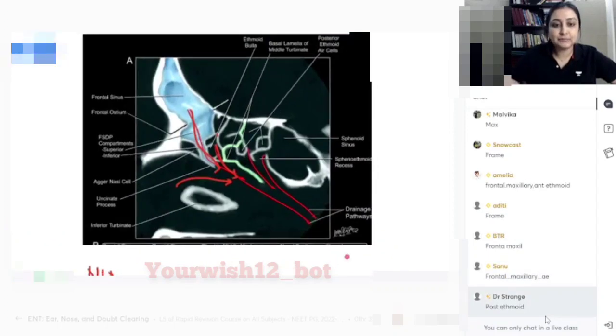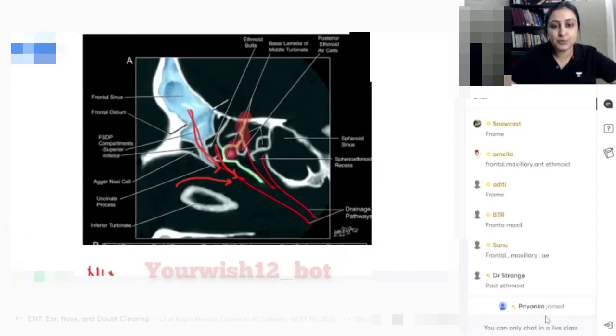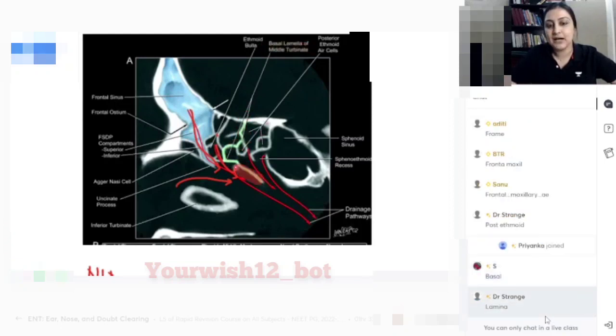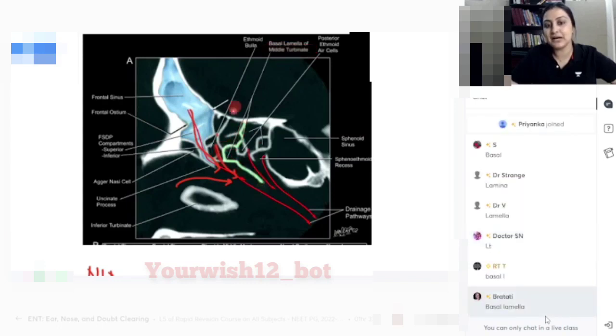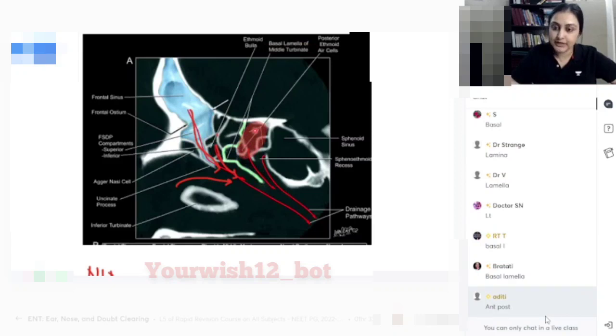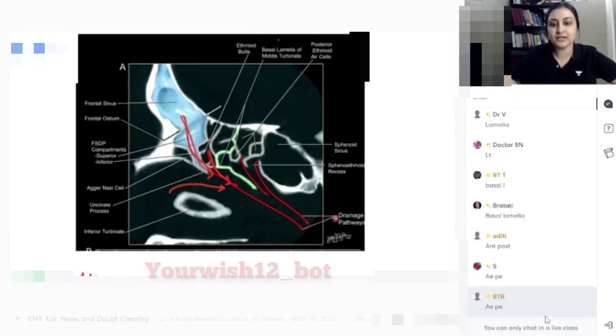Can you see this green bony line? What is this green bony line called, which is actually attached here? This is the basal lamella. This is the middle turbinate and its lamella, this is the basal lamella, which separates anterior ethmoid from posterior ethmoid. Okay, so remember, the basal lamella of the middle turbinate is what separates anterior from posterior.